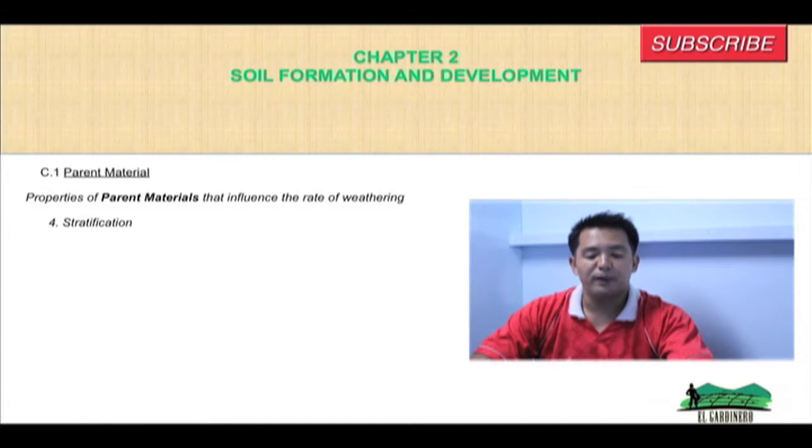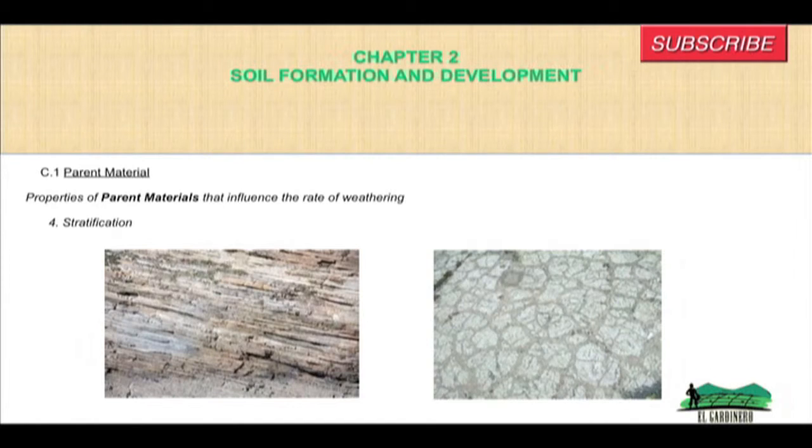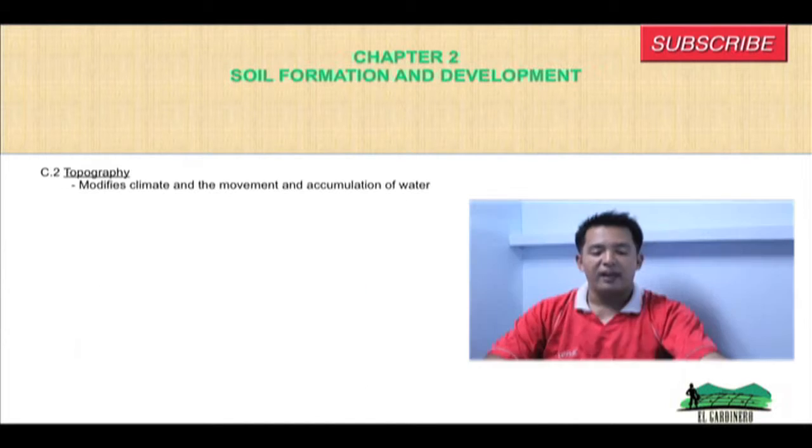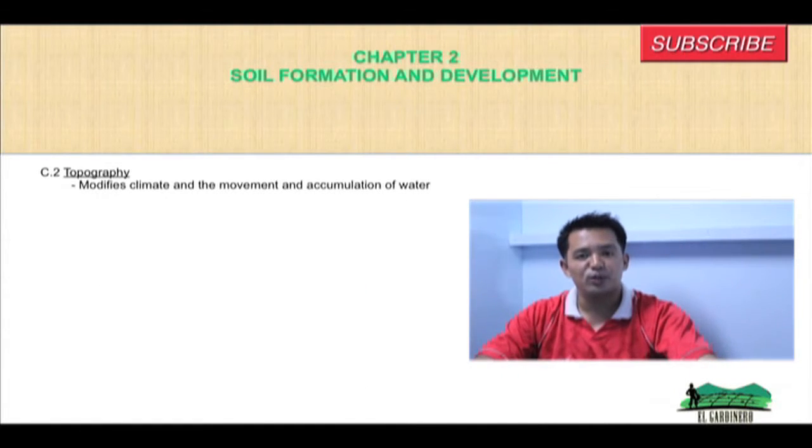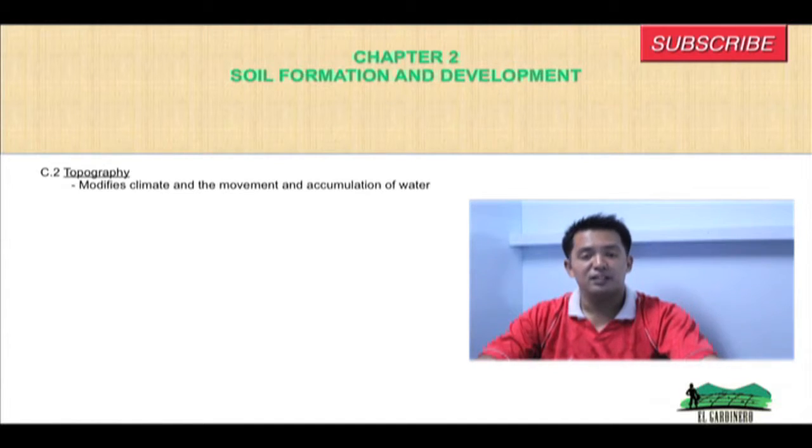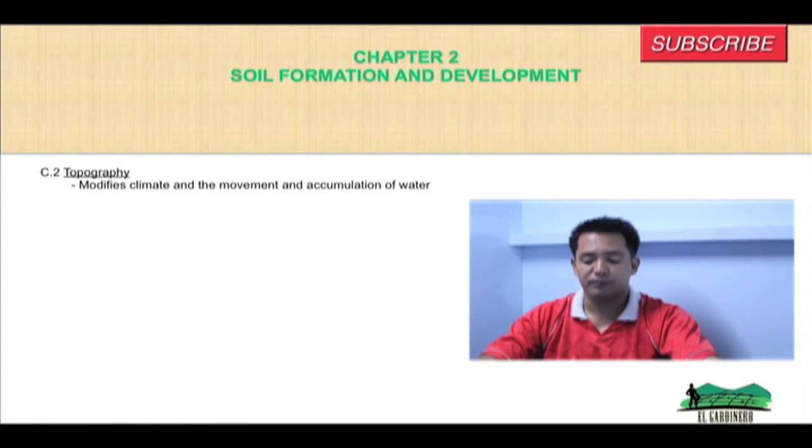Other properties of parent materials that affect the rate of weathering is stratification. And the picture below shows you a stratified rocks. And the second factor of soil formation, which we will discuss, is the topography. As mentioned a while back, topography modifies the climate and the movement and accumulation of water.